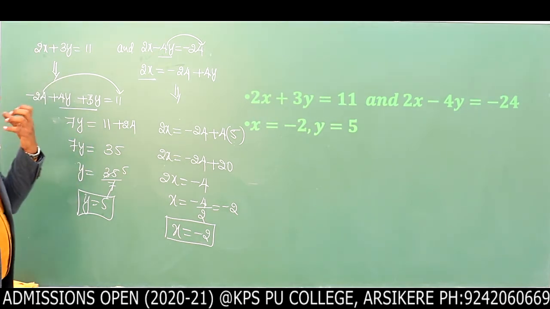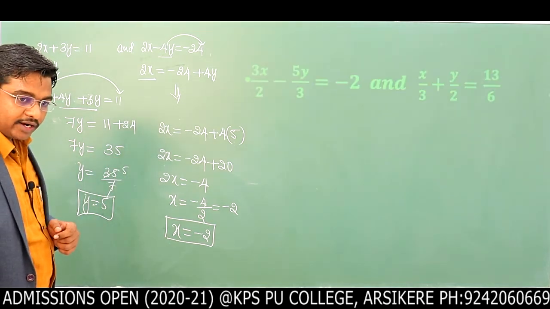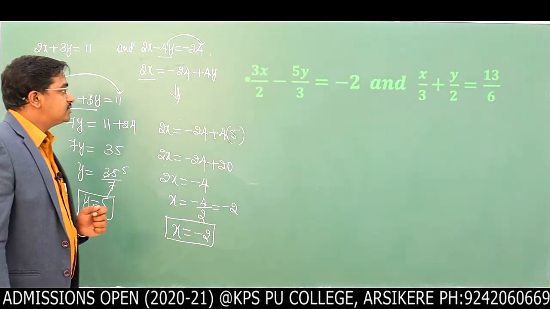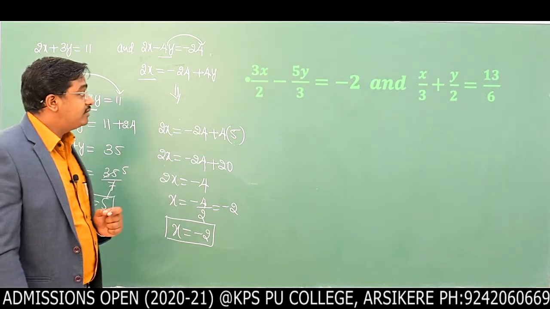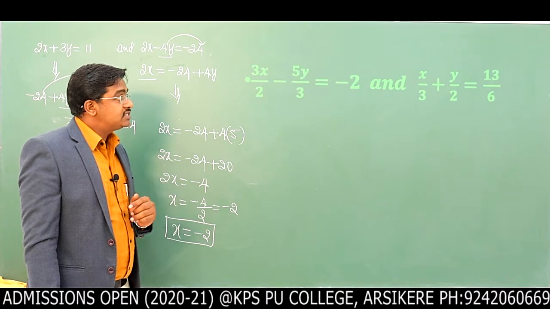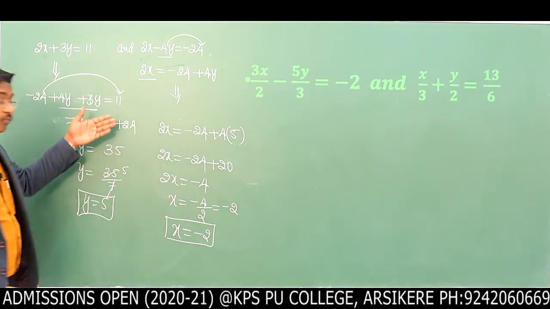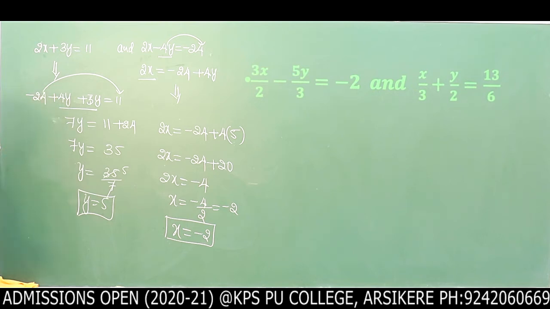So now move on to the next question in the same method. The next question will be 3x divided by 2 minus 5y divided by 3 is equal to minus 2, and x by 3 plus y by 2 is equal to 13 divided by 6. So better to take a pause and note all the things I have written here.